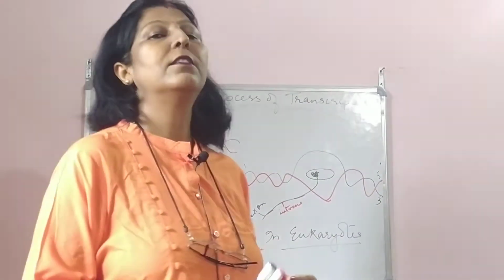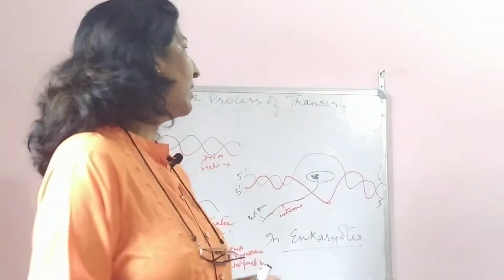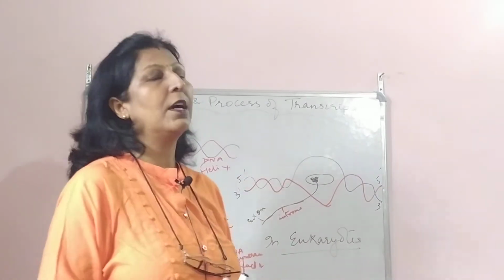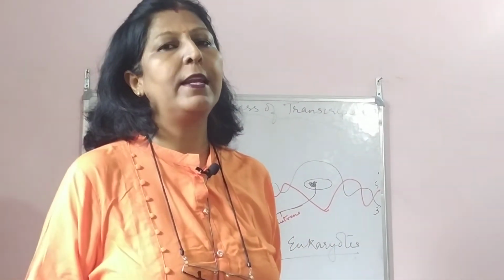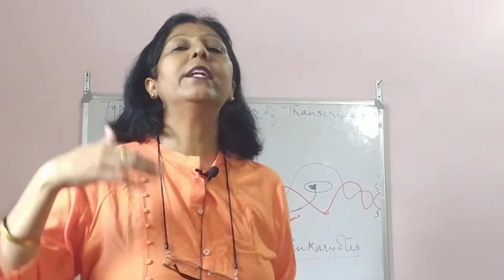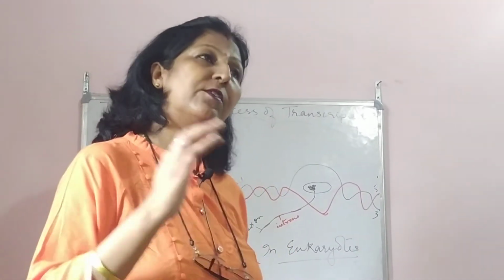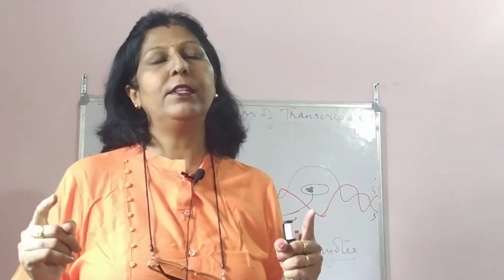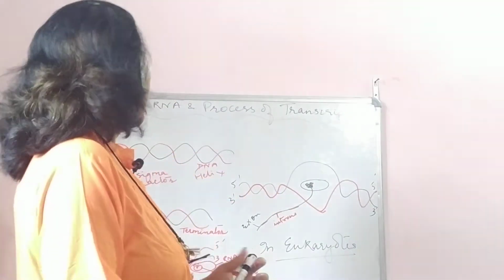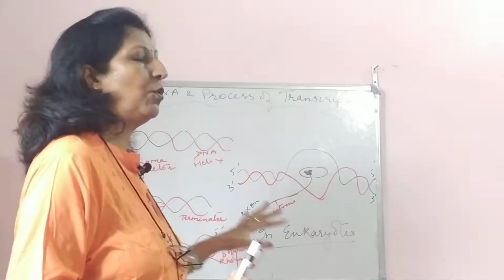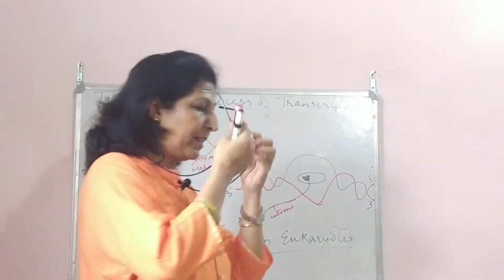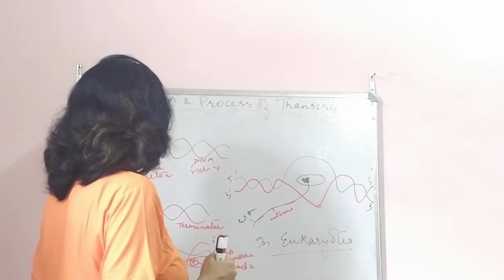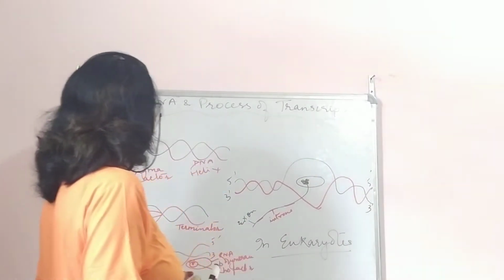So these are the three types of RNAs, and transcription we are talking about again in detail: how actually the formation of mRNA takes place from DNA, how it is transcribed, how it is coded, how it carries the message of protein synthesis. That we are going to do in this particular topic, so please pay attention. Types of RNA I have already told you, and now the process of transcription.